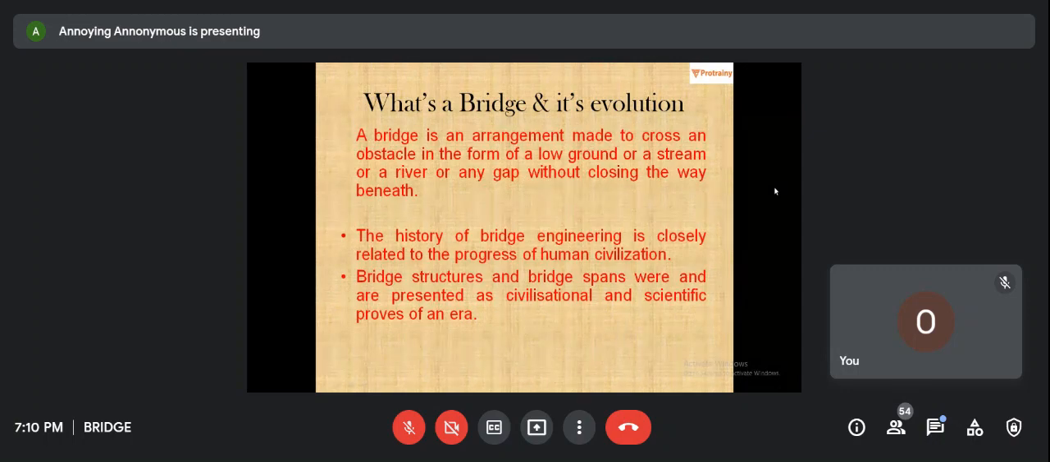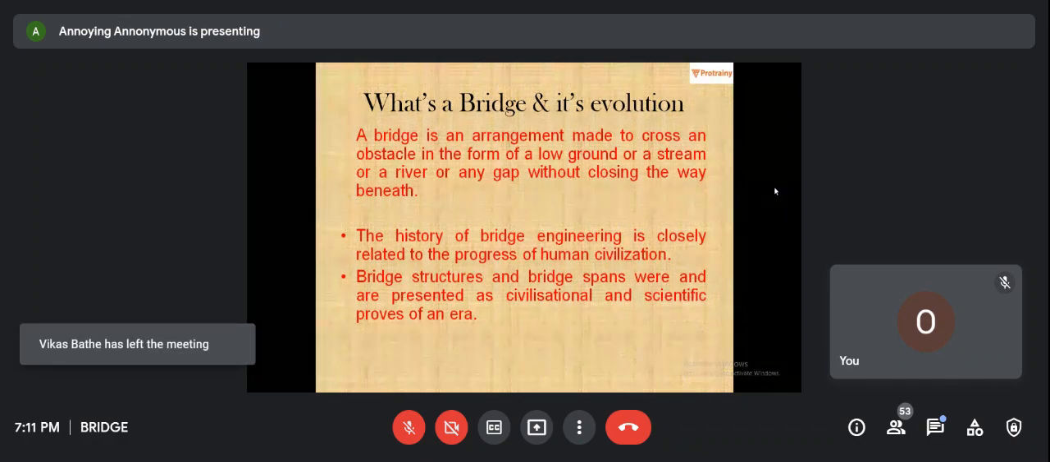It's an arrangement. Now, a brief history of bridges. The thing is that bridge engineering, the evolution of the bridge, is very closely related to our progress, how human civilization progressed in relation to time, and along with this bridge engineering evolved.